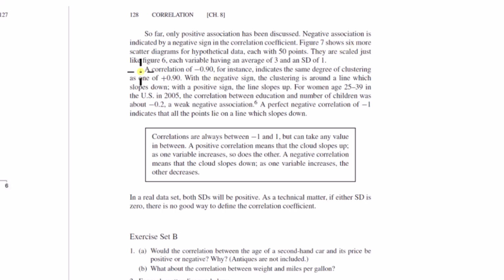Figure 7 shows 6 more scatter diagrams for hypothetical data, each with 50 points. They are scaled just like figure 6, each variable having an average of 3 and a standard deviation of 1. A correlation of -0.90, for instance, indicates the same degree of clustering as one of positive 0.90, but with the negative sign, the clustering is around a line which slopes down. With a positive sign, the line slopes up. For women aged 25 to 39 in the U.S. in 2005, the correlation between education and number of children was about -0.2, a weak negative association. A perfect negative correlation of -1 indicates that all points lie on a line which slopes down.